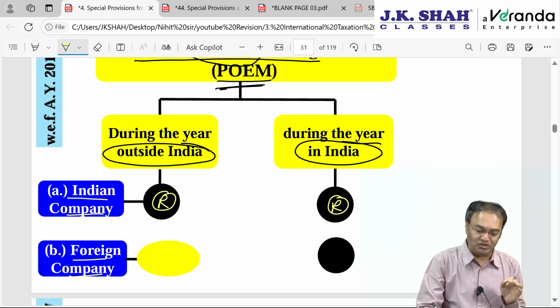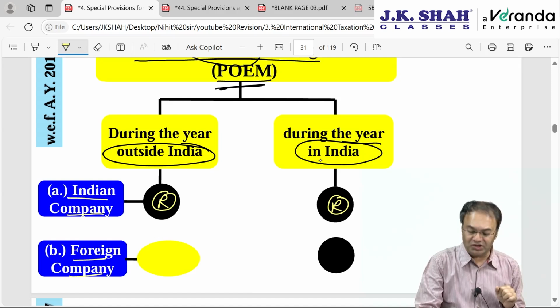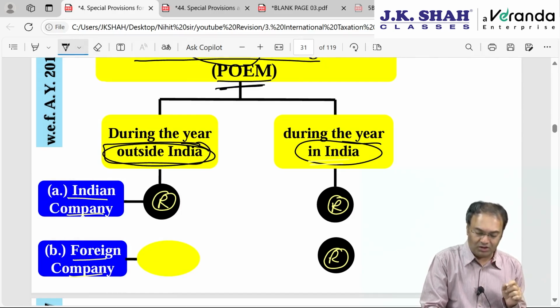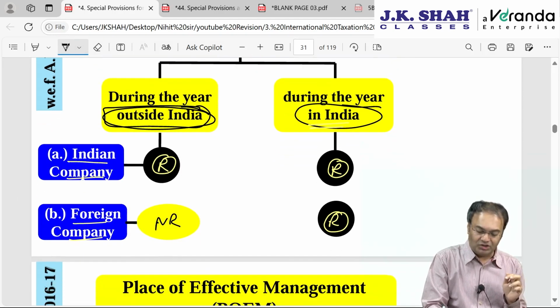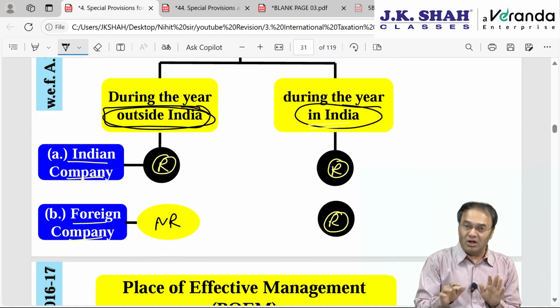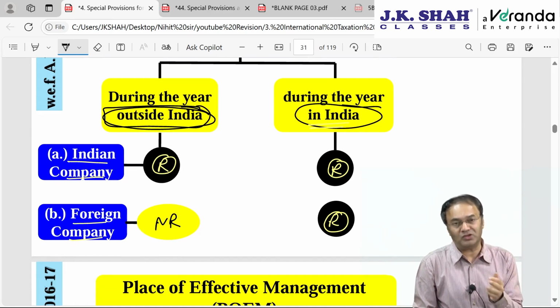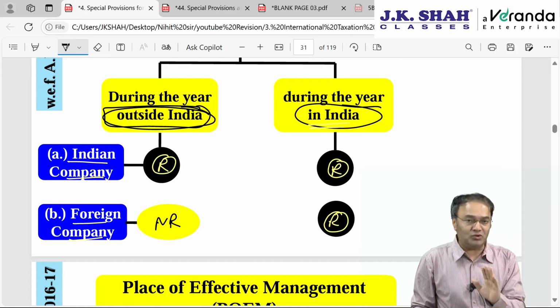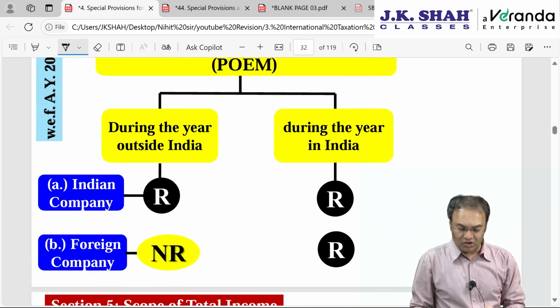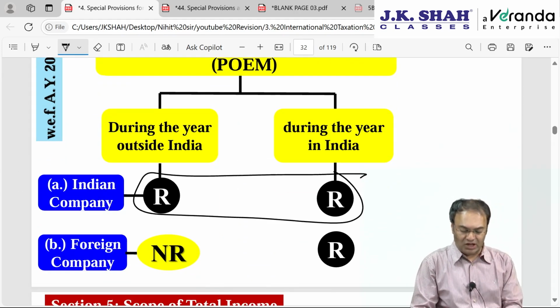Foreign company, if the place of effective management is in India, then it is resident in India. Otherwise, it will be non-resident. If the effective management is outside India during the year, there cannot be a possibility of partly in India, partly outside India. Then it will be non-resident. This is something which you need to remember. At CA final stage, the institute will ask you questions only on companies rather than on individuals or HUF or some other persons. Individuals are relevant with regard to category 1, 2, 3 and 3 exceptions. So, Indian company is always resident, that you need to remember.